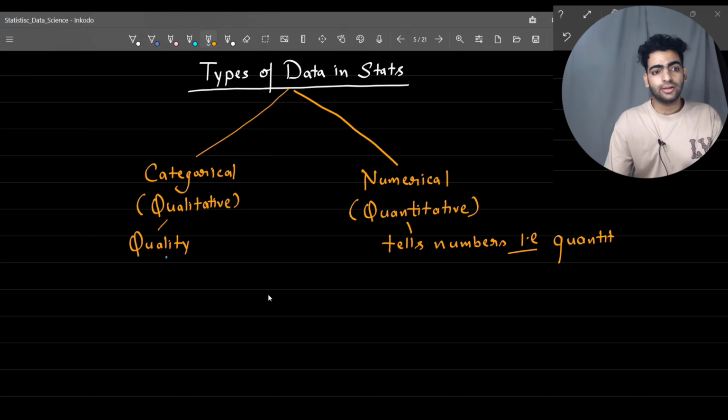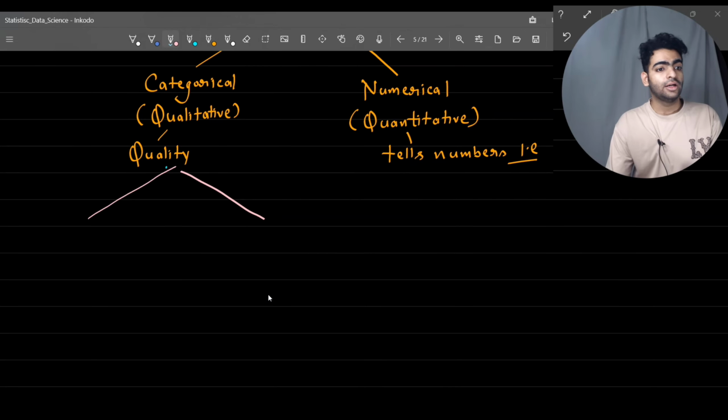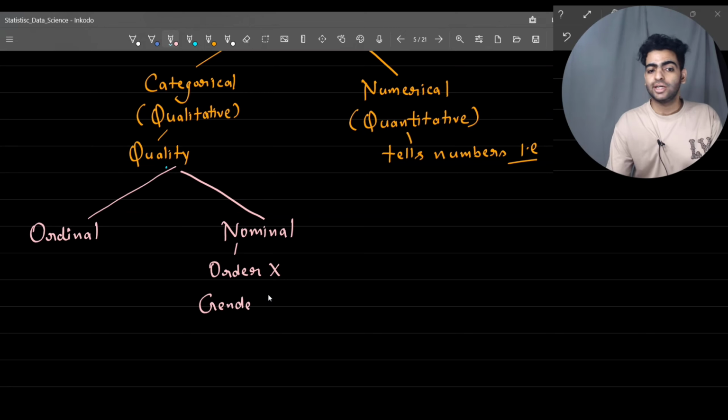So the categorical data is often categorized into two categories. The very first is ordinal data, and the second is nominal data. Coming to nominal data, it is that type of data which doesn't have any kind of order. Let's say the gender of a person, because gender could be either male or female.